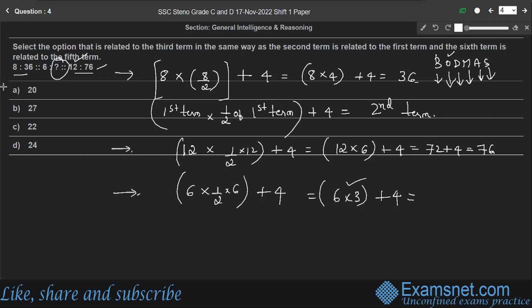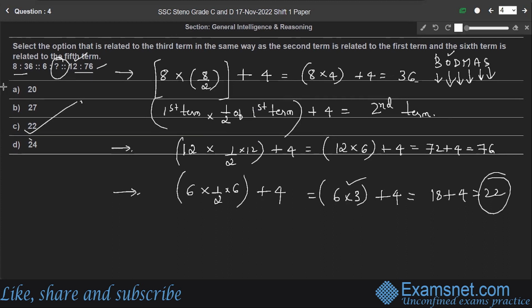So here 6 into 3. This multiplication should be carried out in order to remove the bracket. Therefore, 6 into 3 is 18, plus 4, which is 22. Therefore, the missing fourth term is 22, option C.